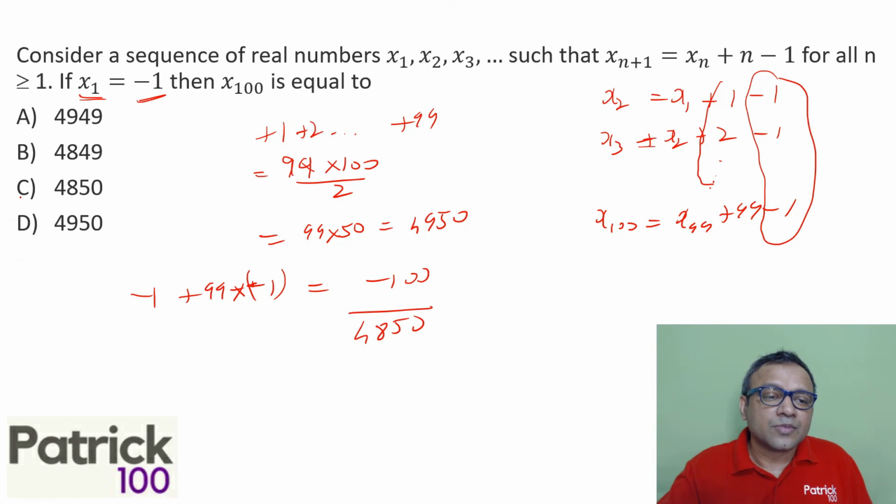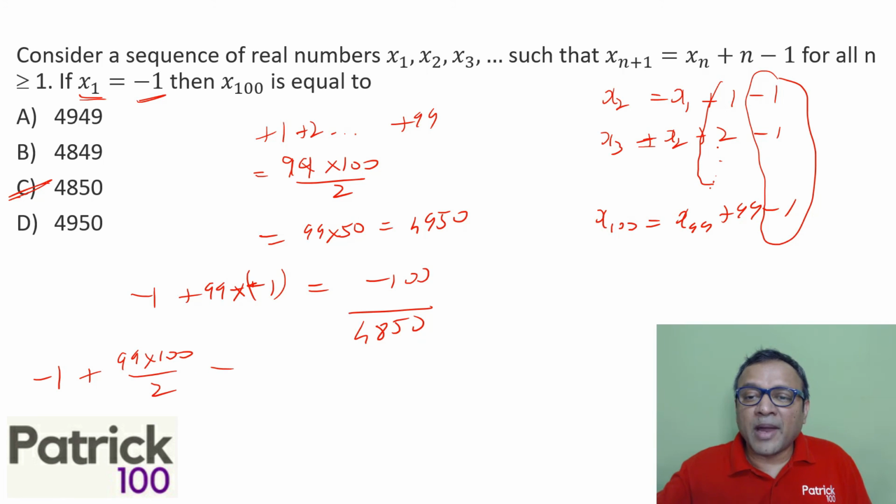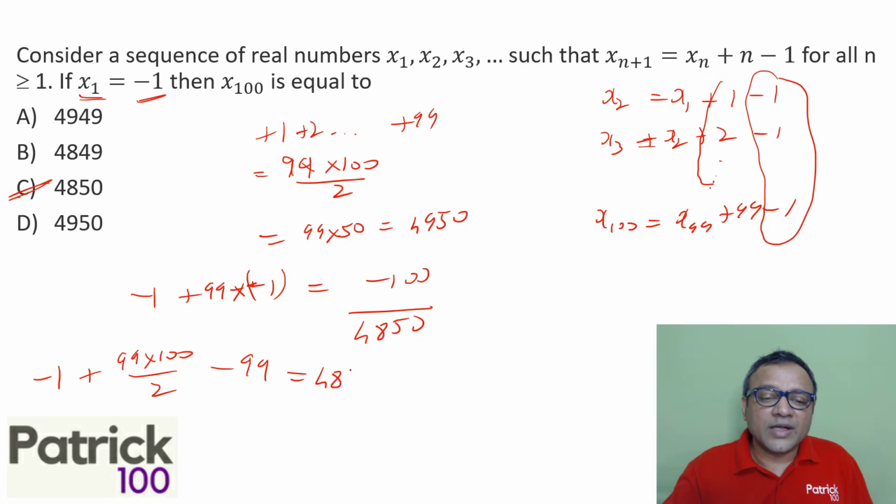That's the answer. So again I repeat, initially you have minus 1. Then you're adding 1, 2, 3, 4 up to 99. So plus, that is 99 into 100 upon 2. And then you're minus 1, 99 times. So minus 99. If you do this, you get 4850.